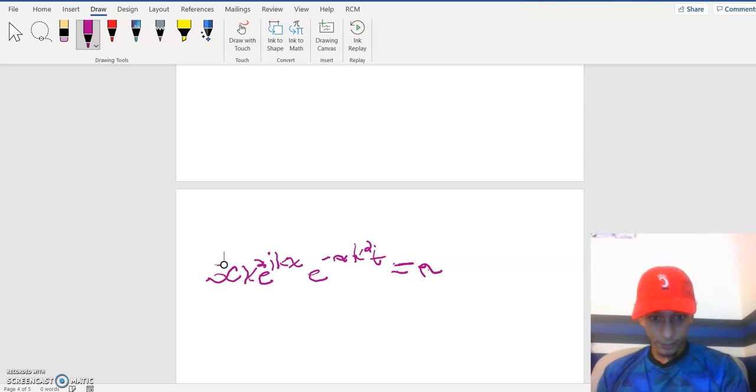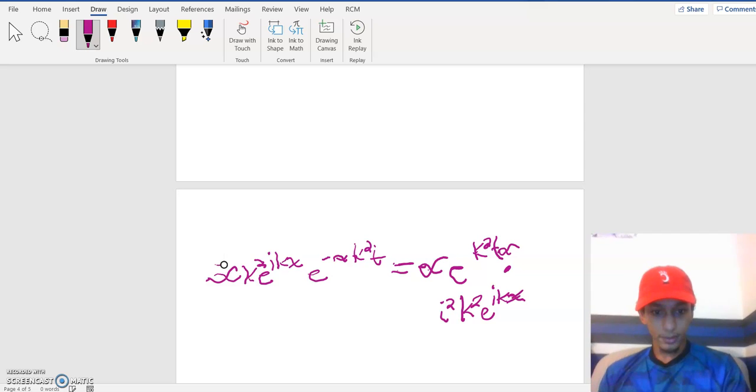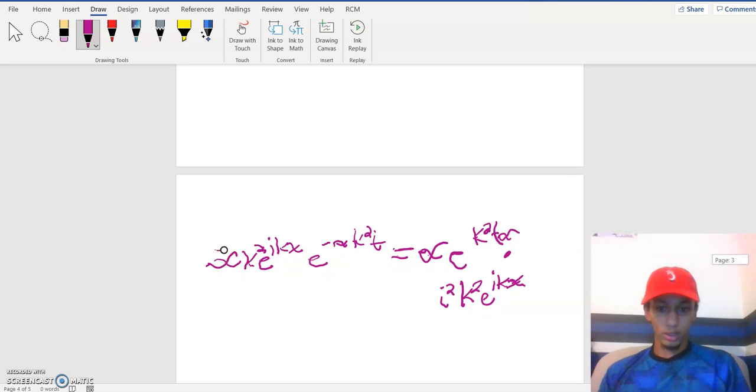the alpha e to the k squared t, alpha multiplied by i squared k squared e to the ikx. And we know i squared is equal to -1.